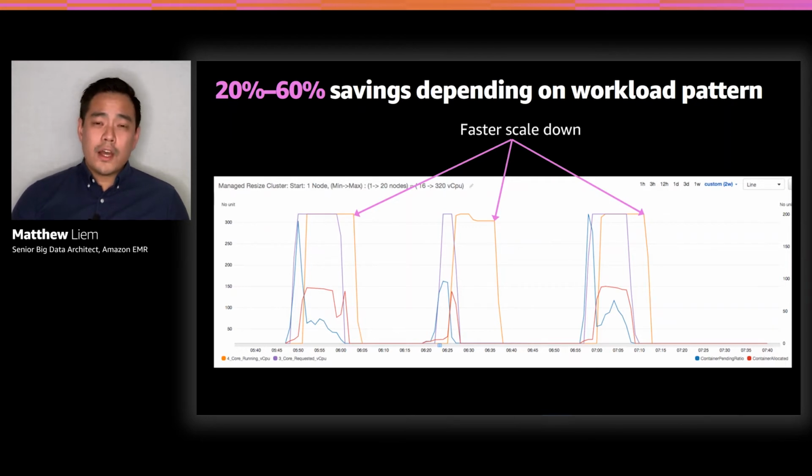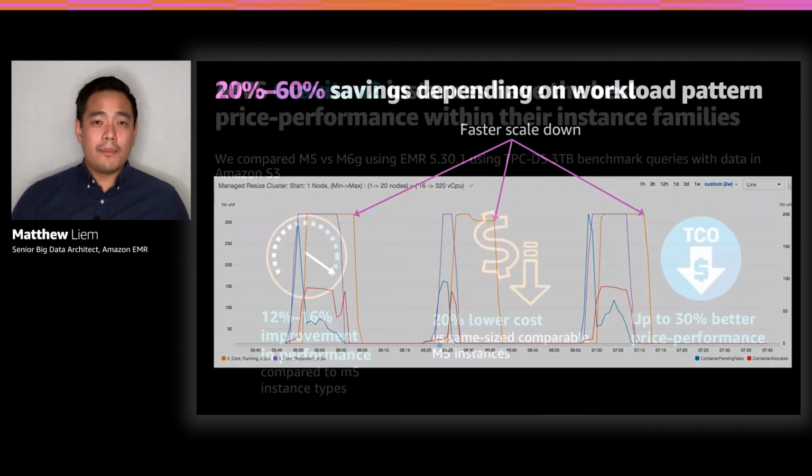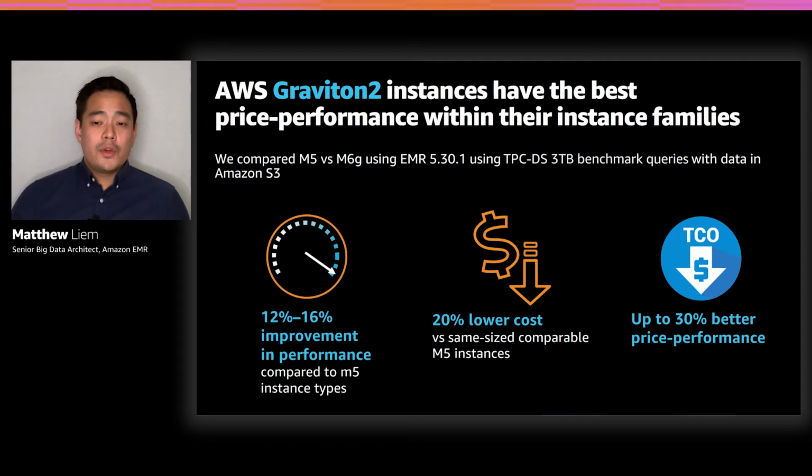All right, so we've talked about some of this application optimizations with Spark runtime. We've talked about managed scaling to improve utilization. Let's look at some of the hardware optimizations that are available within EMR. With EMR, you're able to use AWS Graviton 2, which provides a really big leap in terms of capabilities and performance compared to first generation Graviton, as well as instances within its own family.